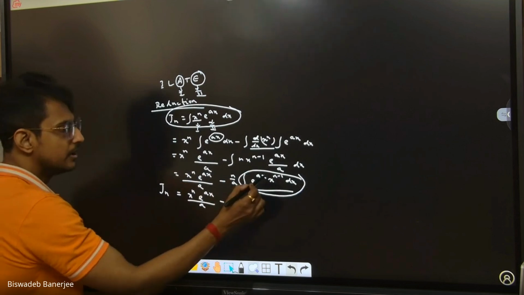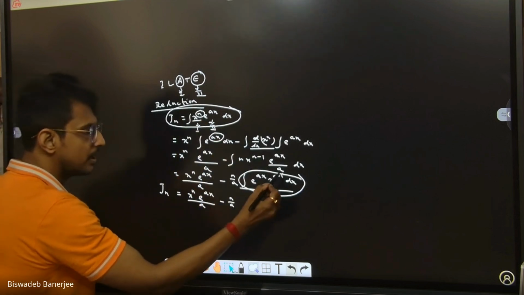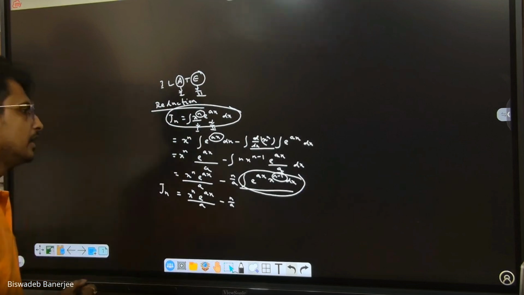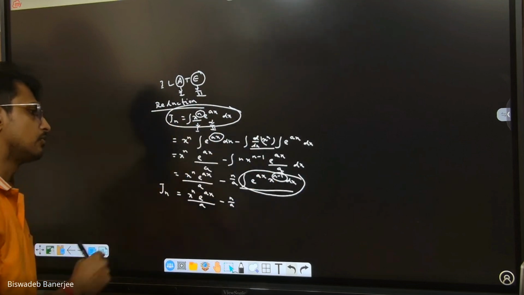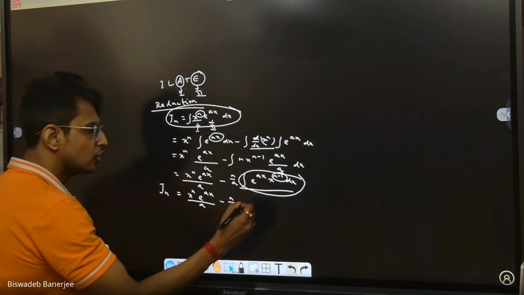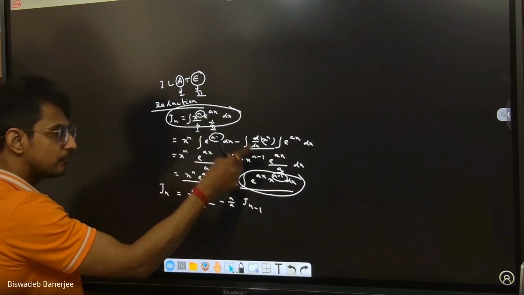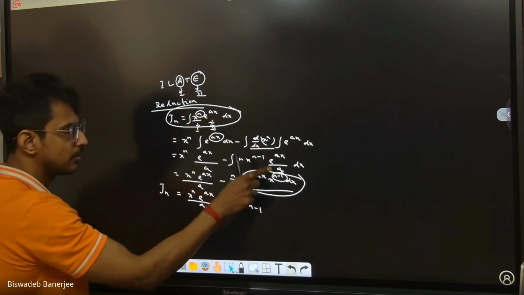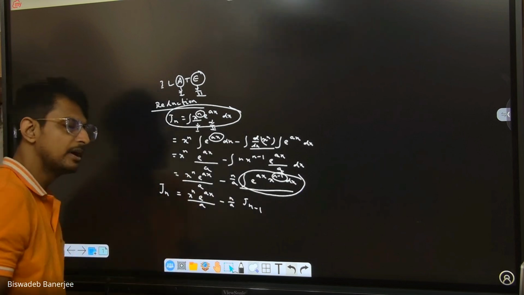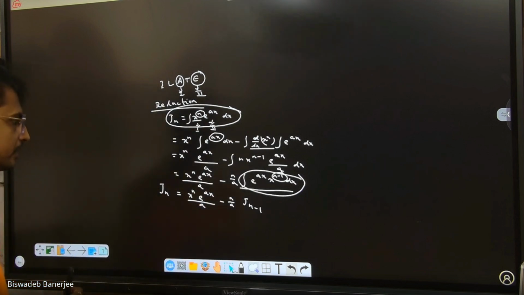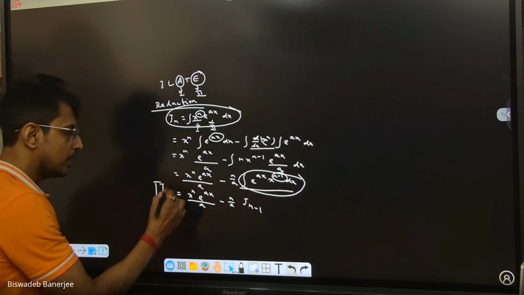See that here my n is replaced by n minus 1. Here this is n and this is n minus 1. That means this will be my j n minus 1. Everything is same for these two integrals, but only n is replaced by n minus 1. So this will be my j n minus 1. And this is my formula for this.